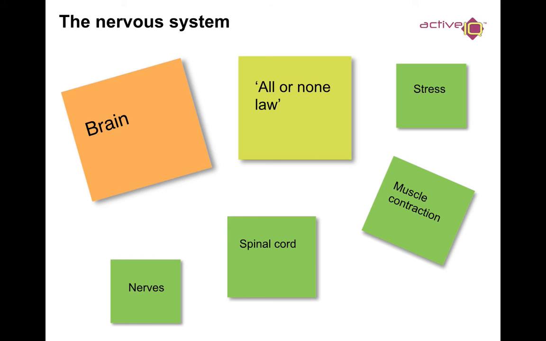All right, so a few things that might spring to mind relating to the nervous system are obviously the brain, which is integral to the nervous system, as you'll find out as we go through this lesson. You've got the all or none law, which you may not have heard of before. Obviously stress in the nervous system, if you're nervous, that kind of stress. You might know that nerves have an important role in muscle contraction. The spinal cord obviously is a really big part of the nervous system, and just nerves in general you might put there as well.